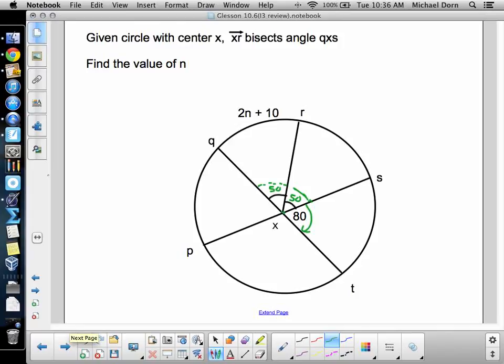All right, so we figured that out. So what's my equation going to be? Yeah, 2n plus 10 equals 50. And that's going to be easy. Yeah, most of you probably knew that before we even started writing things down.